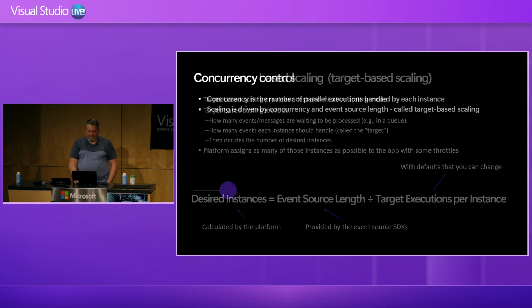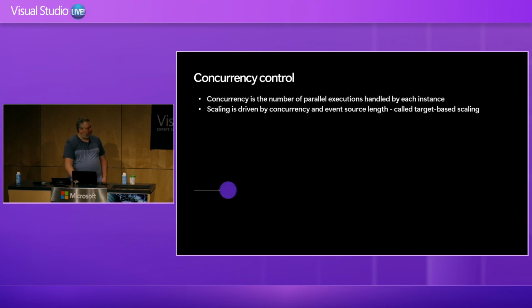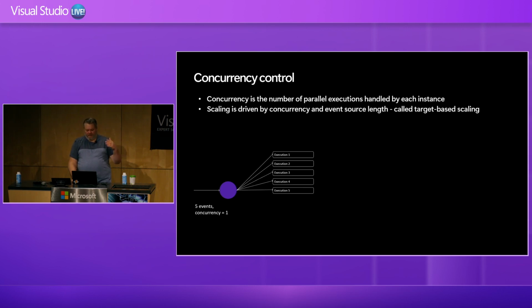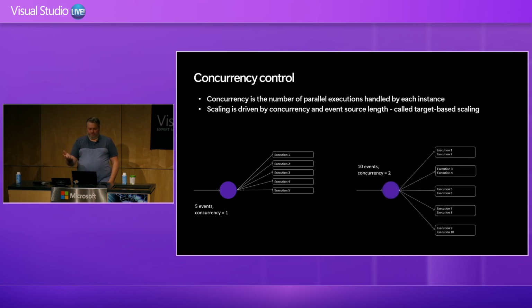All right. And this is just basically another visual of concurrency control, where if I get 10 events and concurrency is set to 1, the platform scales out to 10 instances, and each instance is given 1 execution. And then if the rate comes down to 5, concurrency equals 1, then the platform just scales into 5. And if you get 10 events with a concurrency set to 2, then you get 5 instances, each handling 2 executions at a time, and so on.